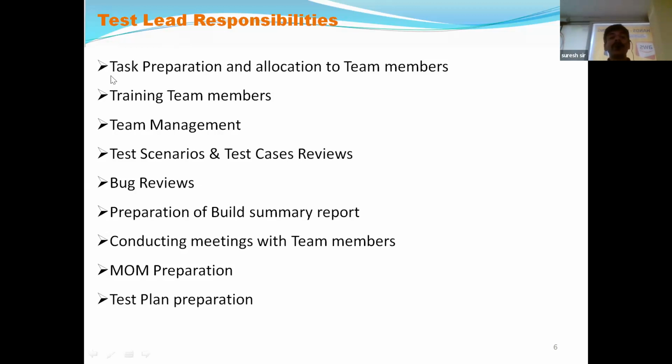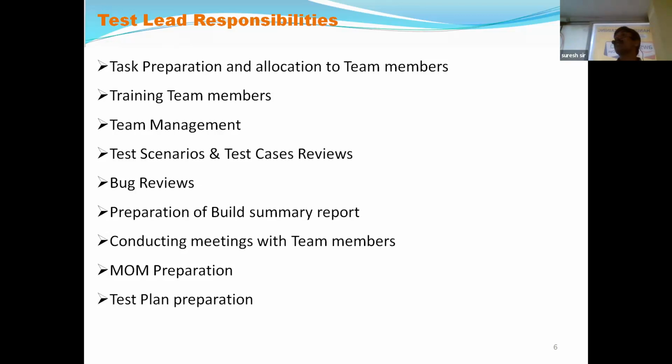In that, it is mentioned: task preparation and allocation of team members. The test lead has to take care of what exactly the work is that needs to be done by each and every team member. So the test lead needs to look into that activity.